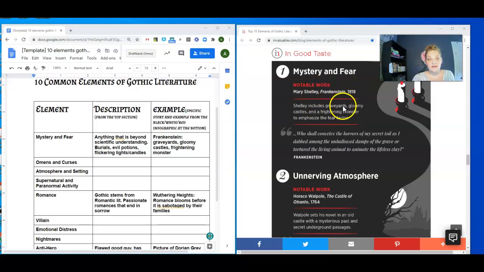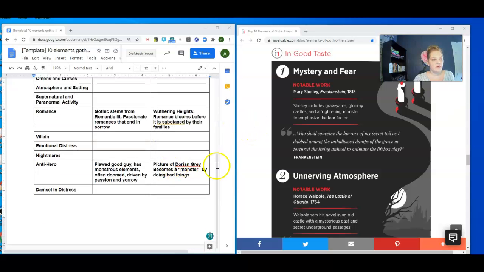So this talks about Frankenstein. It says Shelley includes graveyards, gloomy castles, and a frightening monster to emphasize the fear. "Who shall conceive the horrors of my secret toil as I dabbled among the unhallowed damps of the grave or tortured the living animal to animate the lifeless clay?" So mystery and fear in this one is with Frankenstein. So I just took what it said. Frankenstein, graveyards, gloomy castles, frightening monster. That's all I'm doing is taking the basics from the description, going down to this infographic, finding the specific example it gives, and putting that in the box right here.